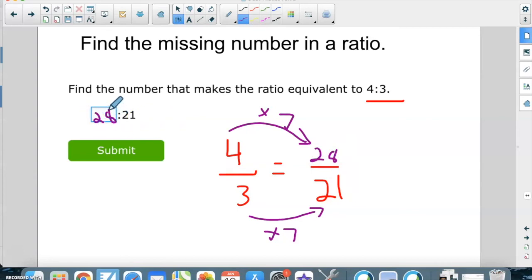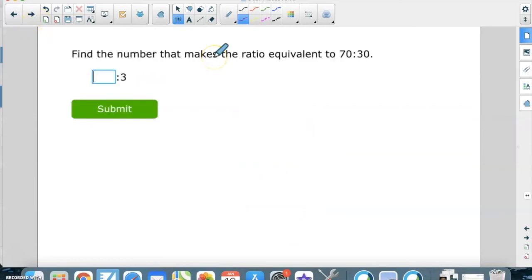Okay, that wasn't too bad, I hope, was it? All right, do the same thing for this one. Push play when you have it.